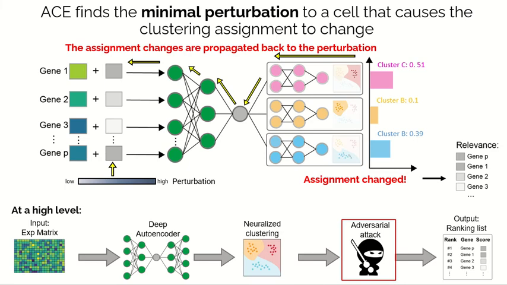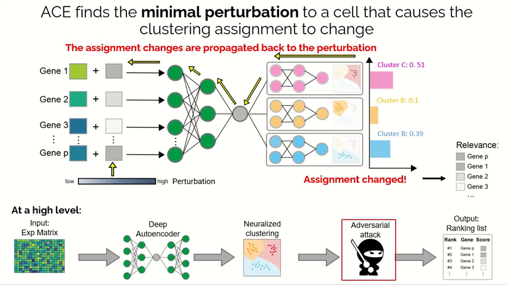By following such intuition, we analogously find the minimum perturbation to a cell that alter its current clustering assignment. To this end, ACE optimized directly on changing cluster assignment and propagating the changes back to the gene through the deep neural network. We will consider two variants of this task. The first task is called 1 versus 1 setting, where we change the current clustering assignment to another cluster assignment of interest.